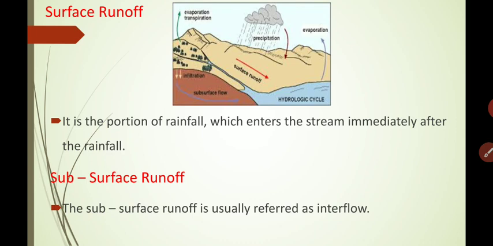Next one is subsurface runoff. The infiltration method is called subsurface runoff. It is the water that has entered the subsoil and moves laterally without joining the water table. So at infiltration time, the water goes to the subsoil and moves without joining the water table, but it will join a stream, river, or ocean. This is called subsurface runoff. This subsurface runoff is usually referred to as interflow.